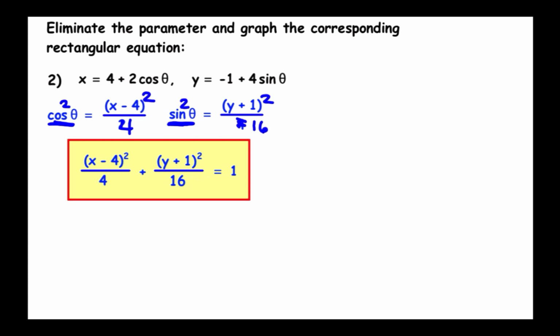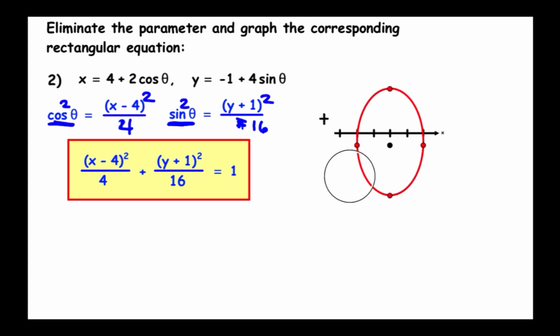Notice the theta, which is the parameter in this problem, has been removed. And if you go ahead and graph it, you're going to find that you should be able to recognize this from honors pre-calc. It's an ellipse. The center is at 4, negative 1, which is right here.